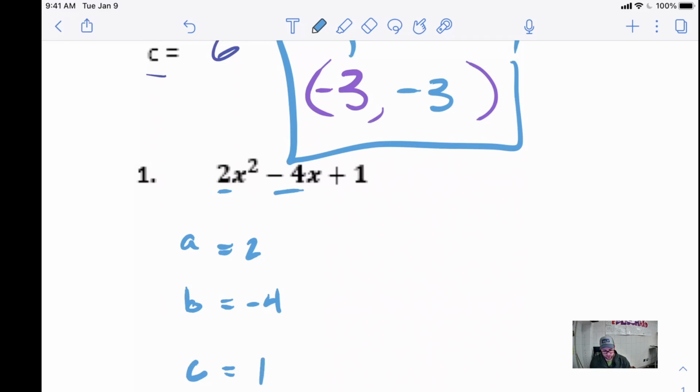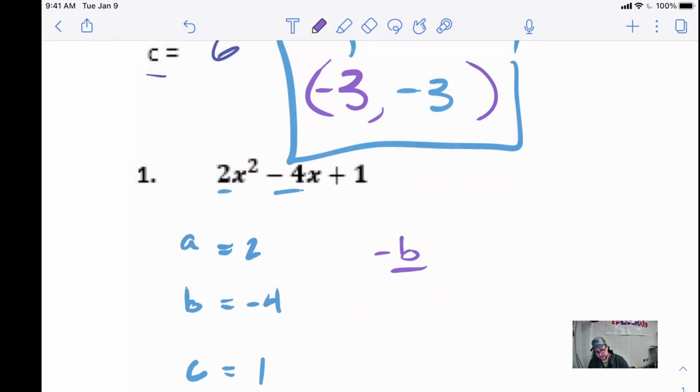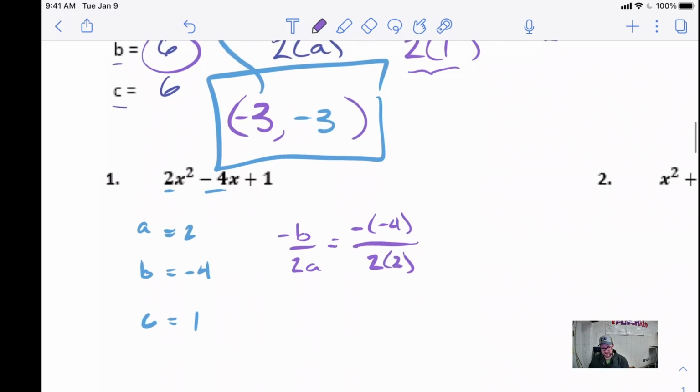Okay, so once you've gotten this far, then what you want to do is use that vertex formula: negative B over 2A. Our B value here is negative 4, so I'm going to have negative 4 divided by 2 times 2. Negative 4 makes a positive 4. 2 times 2 gives us a positive 4. And 4 divided by 4 gives us 1. So the x value of my vertex is going to be 1.